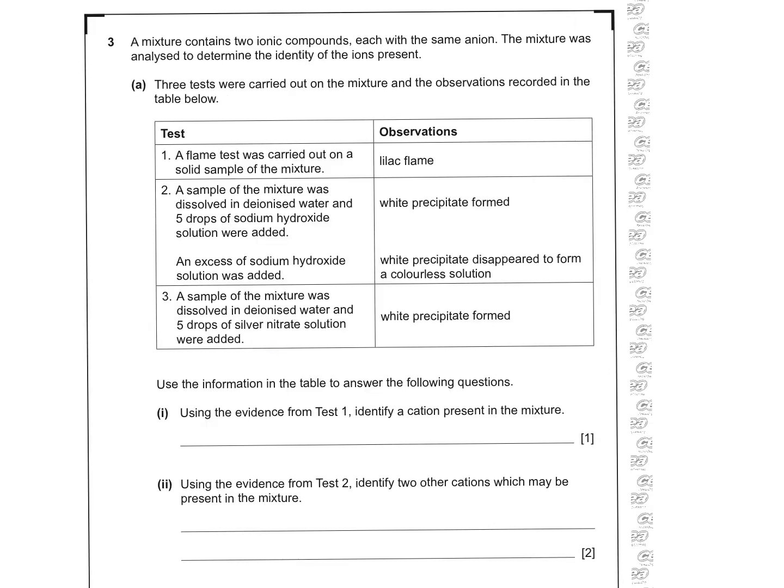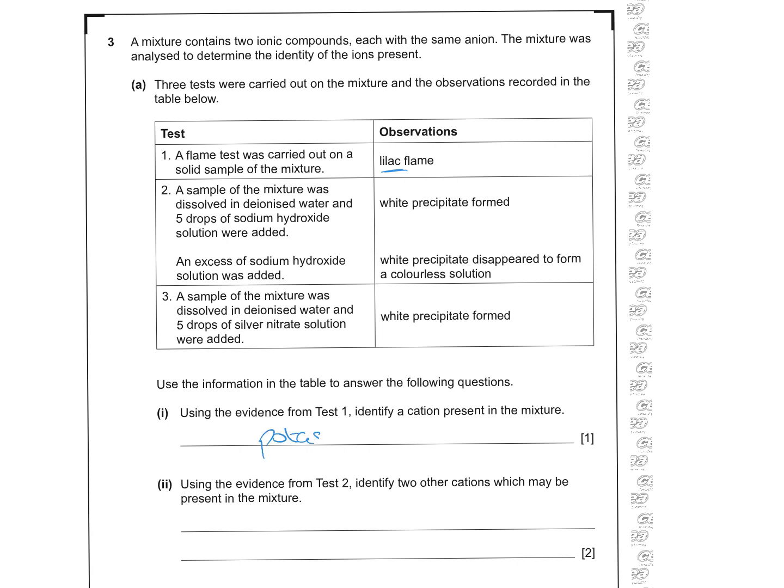Question 3, identifying some ions. This will take us back to year 11 work or 4th form work. So use the evidence from test 1 to identify a cation present. Well, you can see in test 1 here, there's a lilac flame. So that tells us that the ion is potassium.